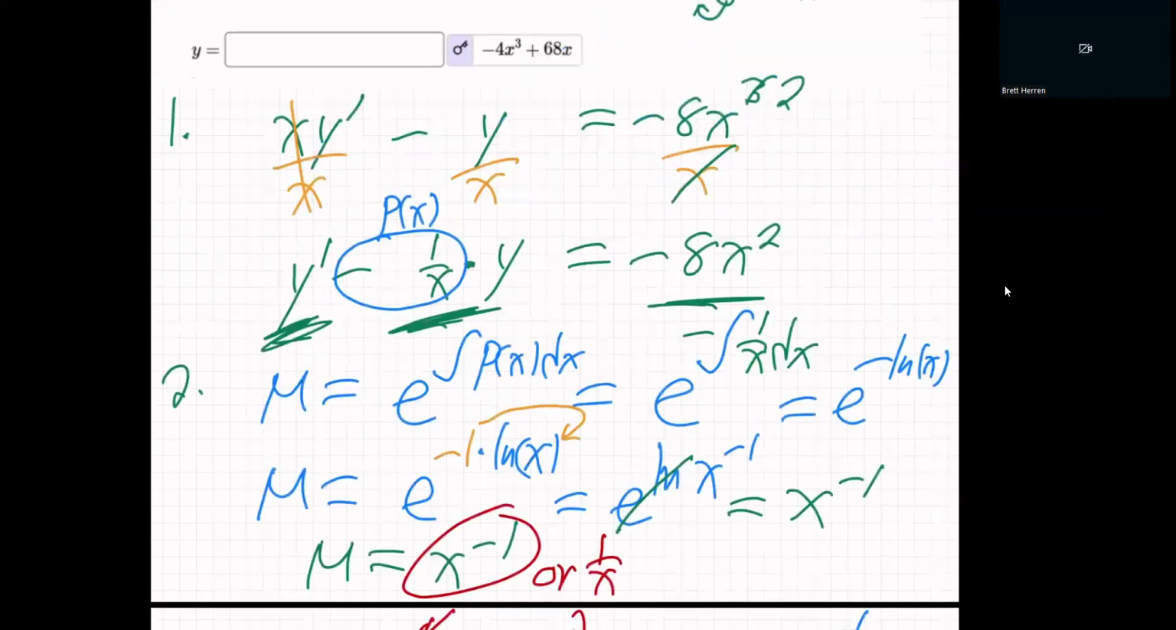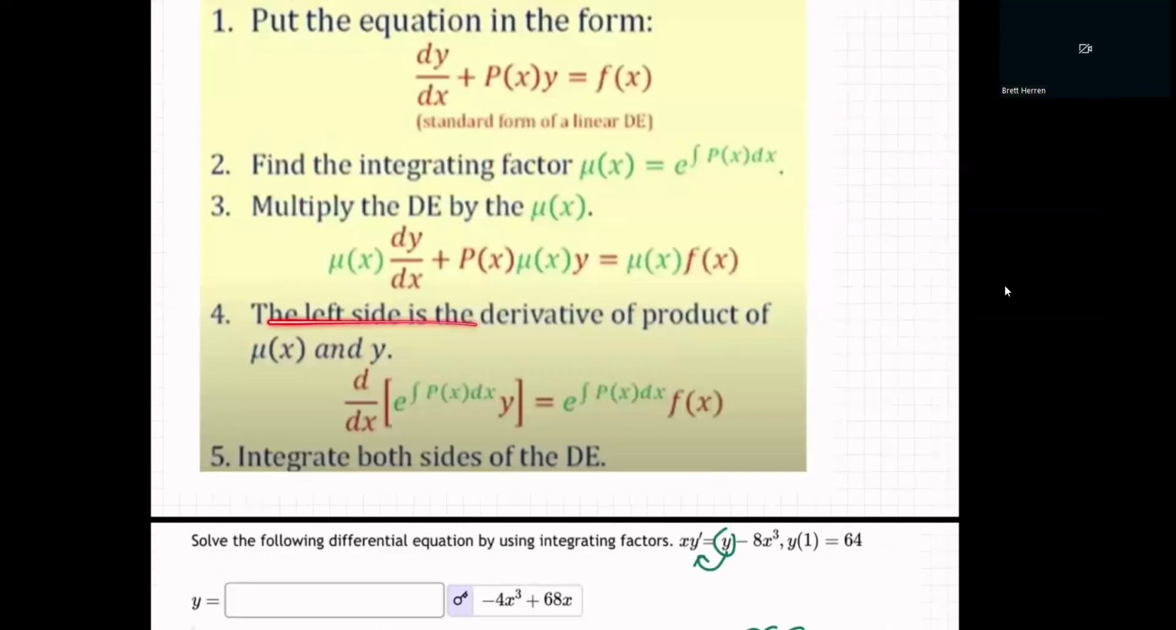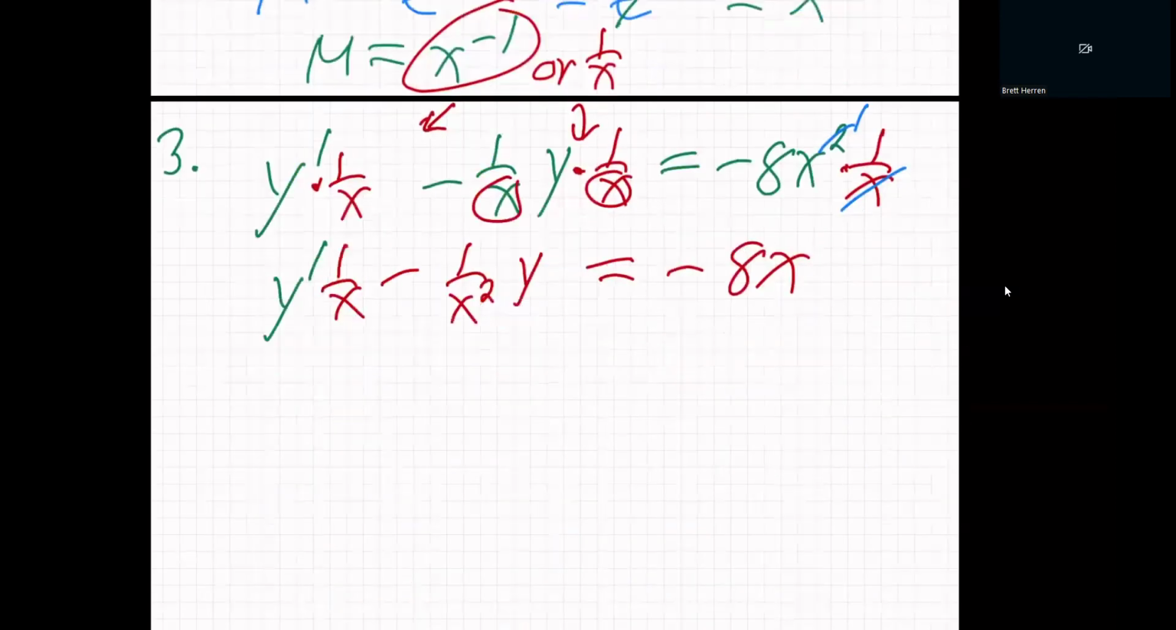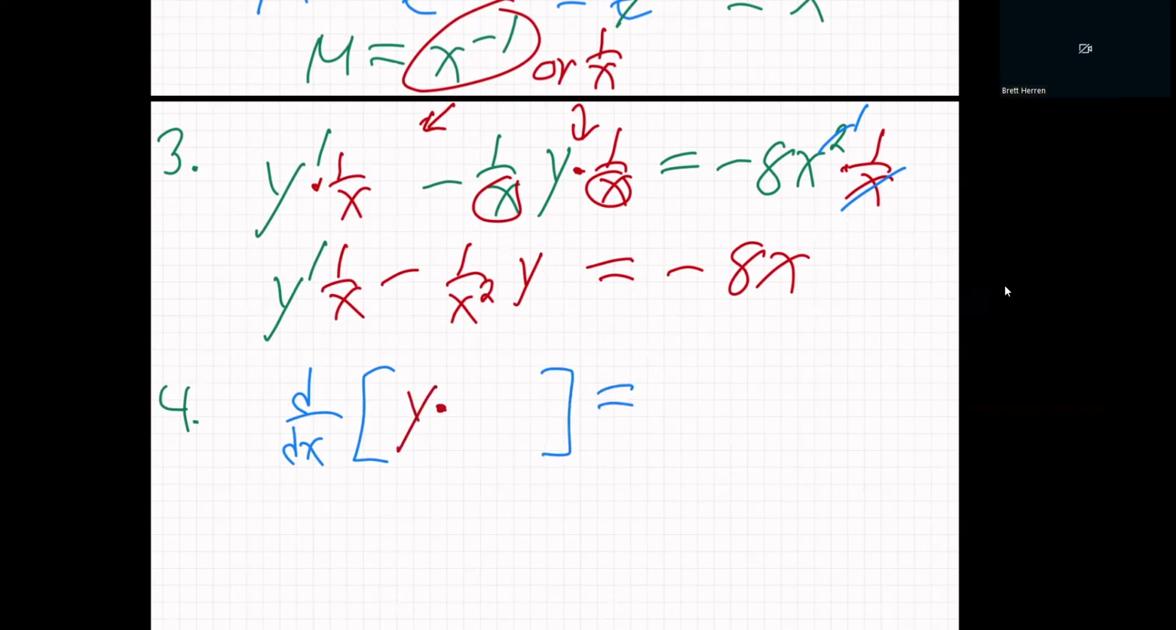Okay. Now what? Step 4 says the left side is the derivative of the product of the integrating factor and y, and write it as such, right? d dx of the integrating factor times y. So that's step 4. Let's do that. d dx of y and the integrating factor. What was the integrating factor? 1 over x. And the right side hasn't changed.